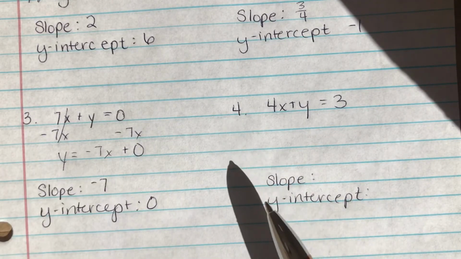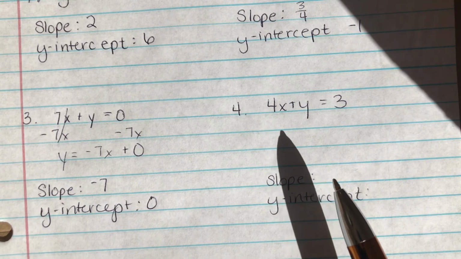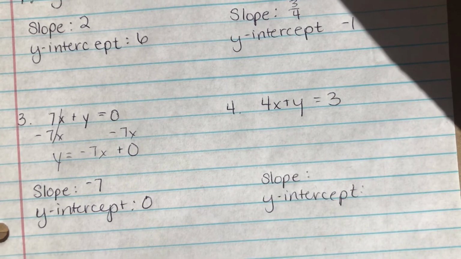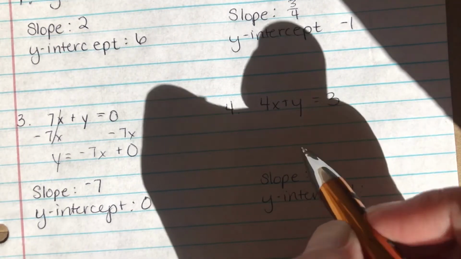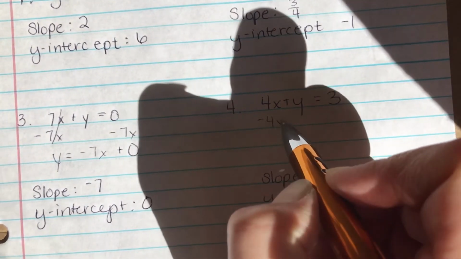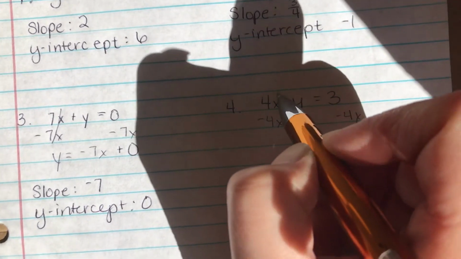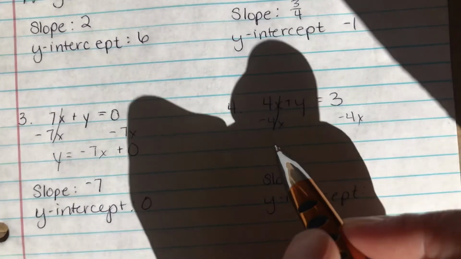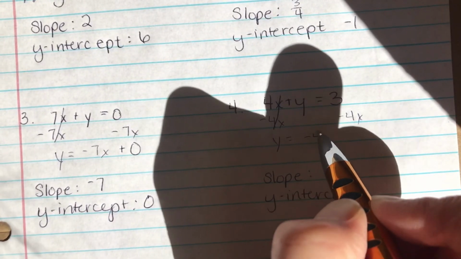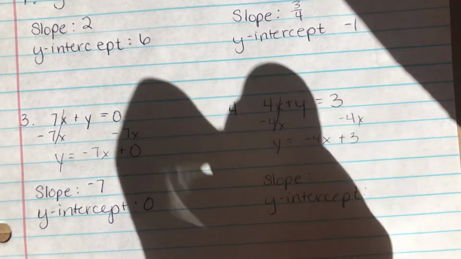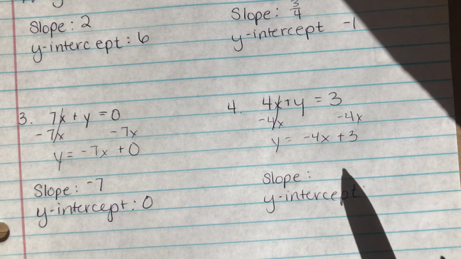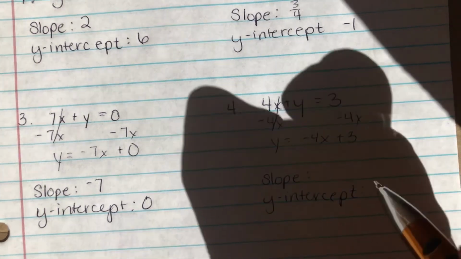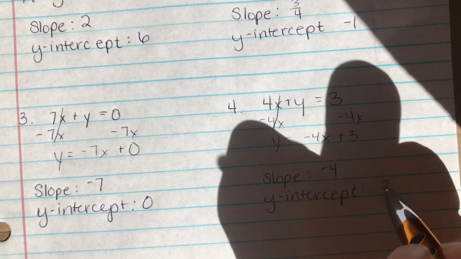And the next one, number 4, we have 4x plus y equals 3. So that's not in the y equals mx plus b format. So I'm going to change this, subtract the 4x from both sides, cancel. Sorry, it's so hard with the shadow. And I'm left with y equals negative 4x plus 3. My slope will be the negative 4, and my y-intercept will be the 3. Negative 4 and 3.